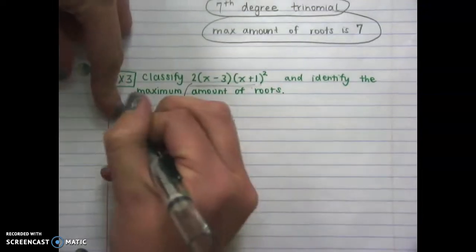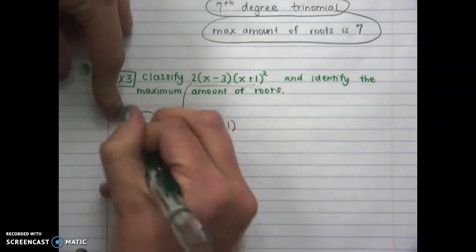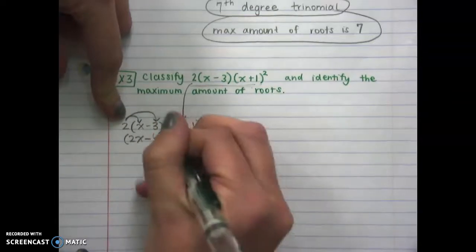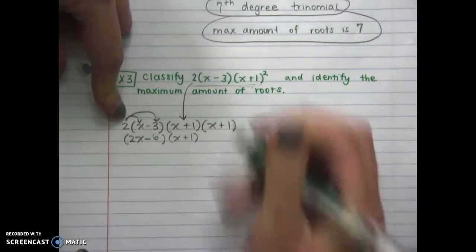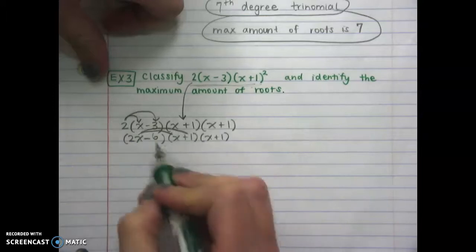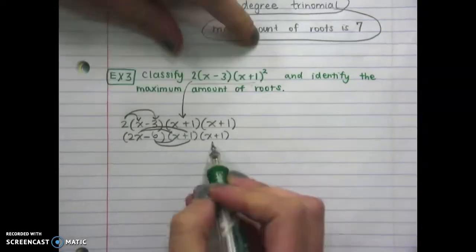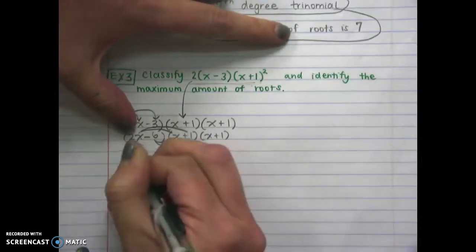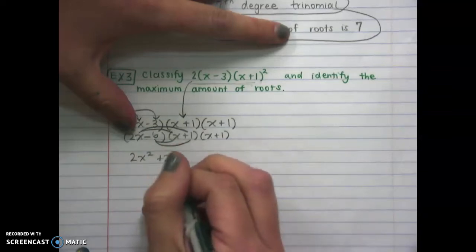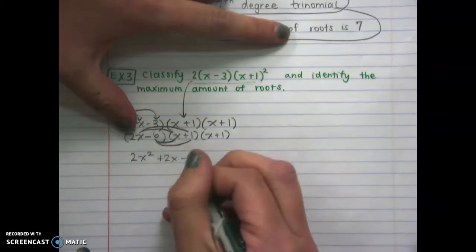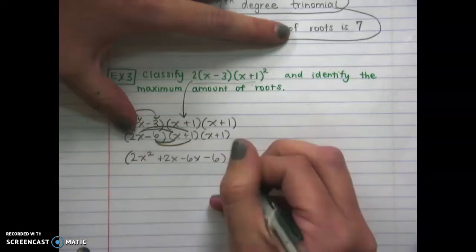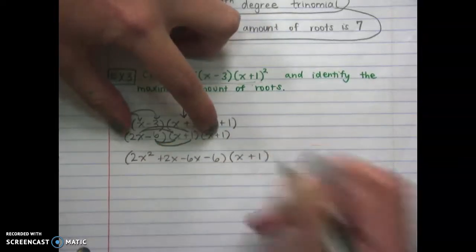Then I'll distribute the 2 to the first binomial. 2x minus 6. Write down the 2 binomials. And I will double distribute with the first 2 binomials, leaving the last binomial to do after. So I have 2x times x is 2x squared. 2x times 1 is 2x. Negative 6 times x is negative 6x, and negative 6 times 1 is negative 6. Multiplied by, eventually, this last binomial.